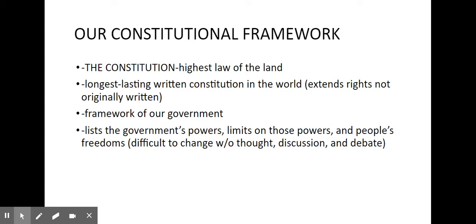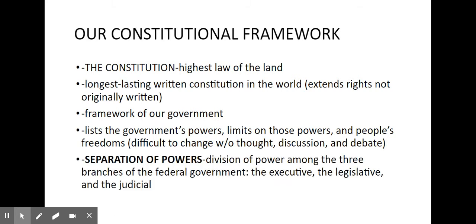Now, one of the most important principles within the Constitution is the idea of separation of powers. Power exists between three branches of the federal government: the executive, the legislative, and the judicial. Later on, we're going to talk about checks and balances. Each branch controls the others, so that not one branch dominates everything. That is another special thing about our government.